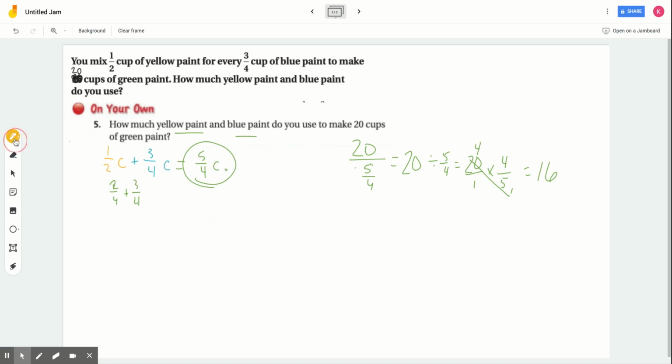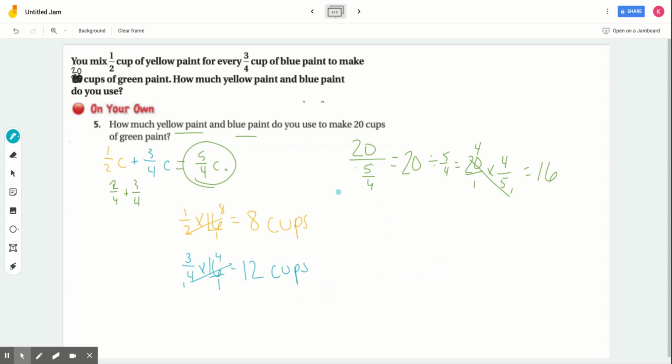1/2 times 16 for the yellow paint, and we need 3/4 times 16 for the blue paint. Remember that whole numbers always go over 1, and we can cross cancel. 1 times 8 is 8. So we're going to need 8 cups of yellow paint. For the blue paint, we again can cross cancel. These are both divisible by 4. 3 times 4 is 12. So we need 12 cups of blue paint.